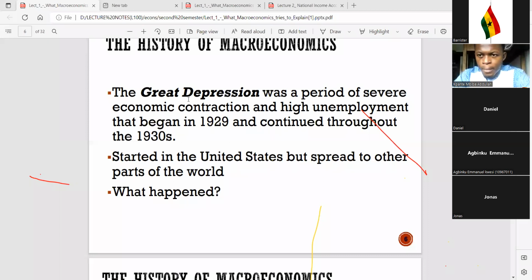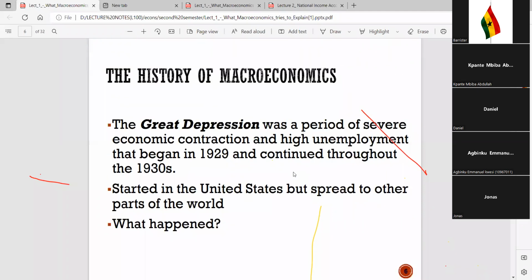The foundation of macroeconomics is what we call the Great Depression. Because of the Great Depression, we had what we call macroeconomics. Please, are you with me? The origination of macroeconomics came from the Great Depression. So I want you to go and look at what the Great Depression is, who actually started it, where they started it, and what actually happened. I'm going to give you a gist over here, but I personally want you to go and read about the Great Depression because that is the foundation of macroeconomics.